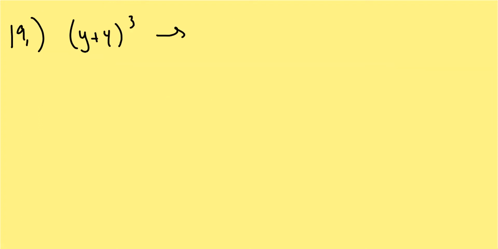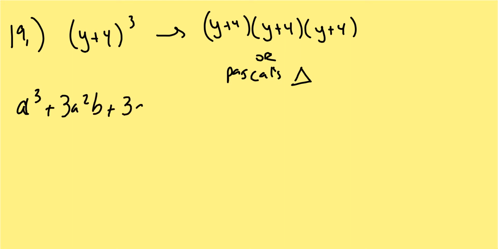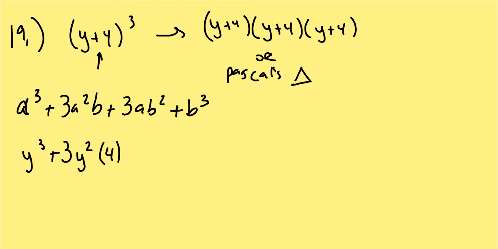So number 19, you could write it as y plus 4, y plus 4, y plus 4, or I'm going to use Pascal's triangle. So I'm going to use a cubed plus 3a squared b plus 3ab squared plus b cubed. Remember, it's all positive because there's a positive in the middle there. Wherever I see an a, I put y. Wherever I see a b, I put 4. So I write y cubed plus 3y squared, instead of b, I put 4, plus 3y, instead of b, I put 4, plus, instead of b, I put 4.